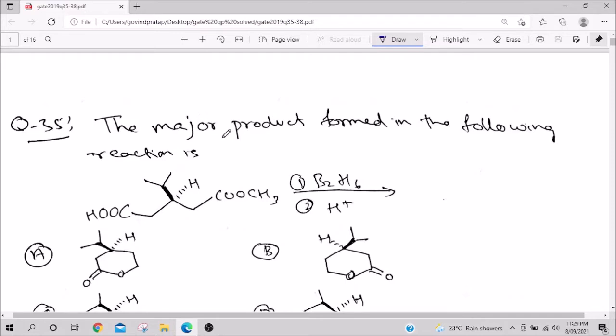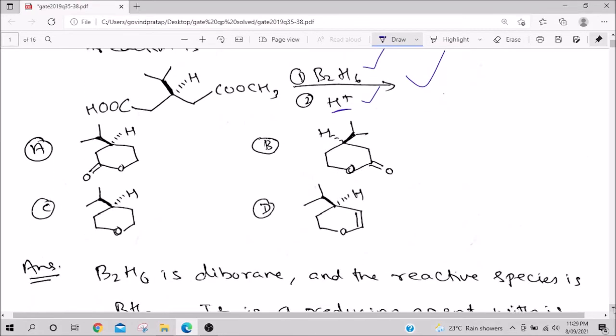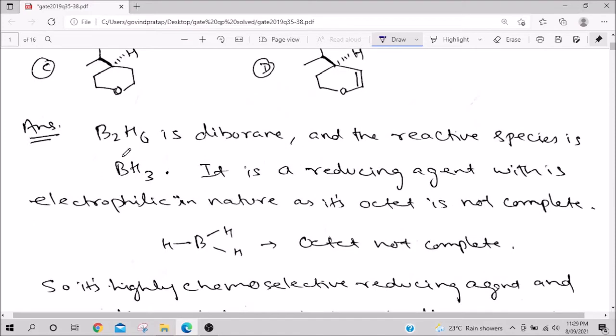The question says, the major product formed in the following reaction is. So, you are doing hydroboration basically, followed by hydrolysis in acidic condition. These are the choices which are given here and we will go one by one. B2H6 is diborane. The reactive species, you know, is BH3, which exists as a dimer.